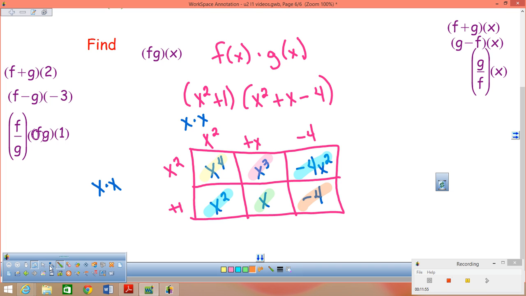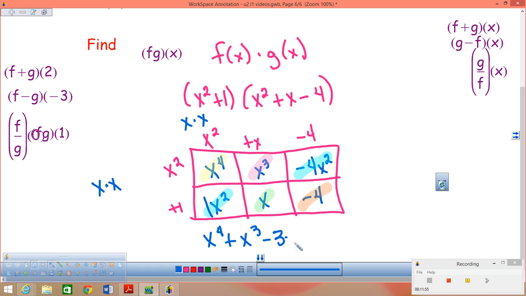So let's combine things and write this out. I've got x to the 4th. I've got x cubed, and it's positive, so plus x cubed. X squared and negative 4x squared. That's 1x squared, okay? 1 and negative 4 is negative 3, so that's minus 3x squared plus x minus 4.